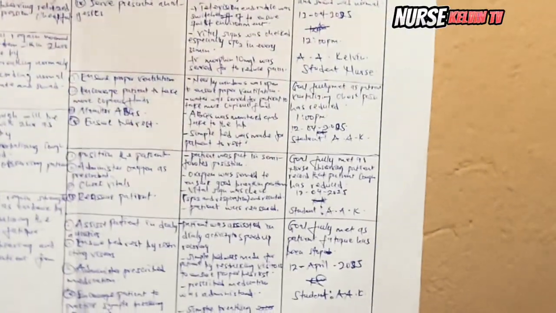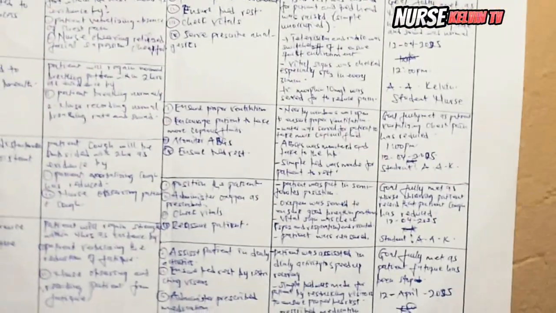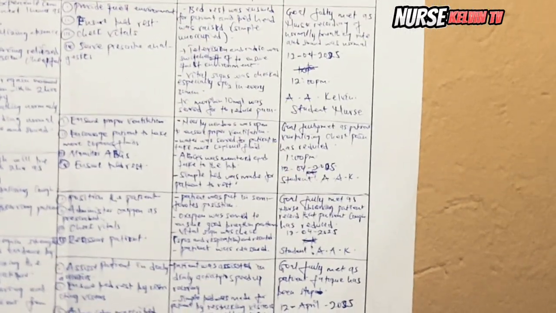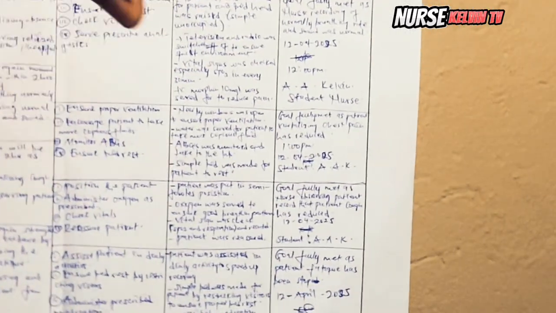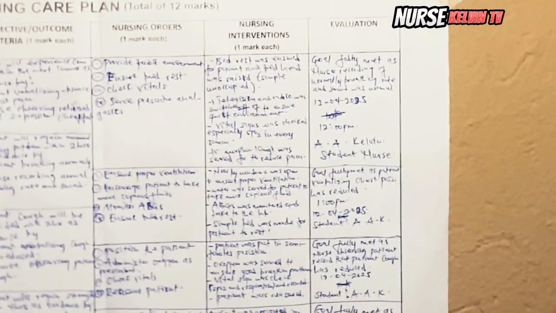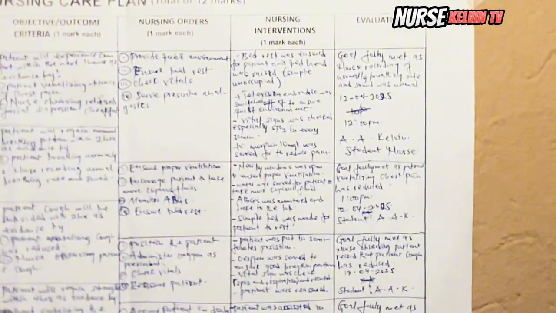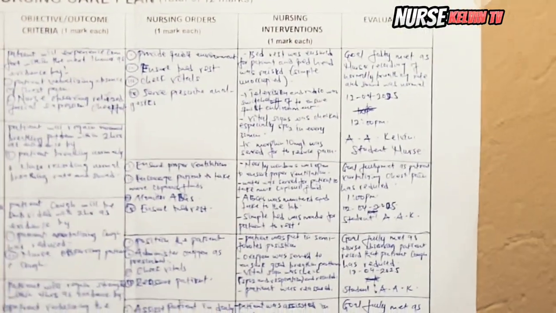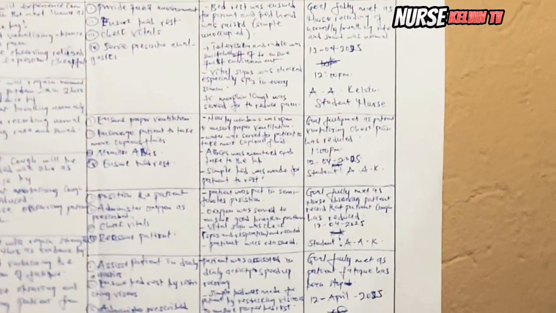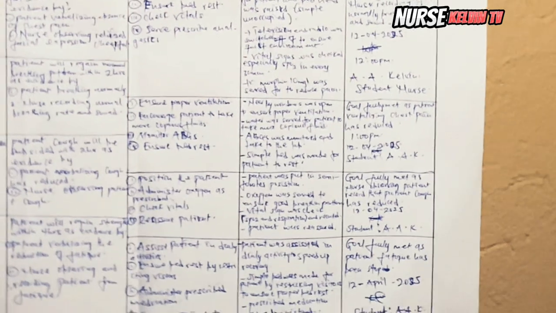Then also, if you are not able to achieve it within the time span, now 30 hours, what do you want to achieve here? You need to indicate goal partially met, as evidenced by the patient still complaining of pain. So this is how the nursing care plan goes.